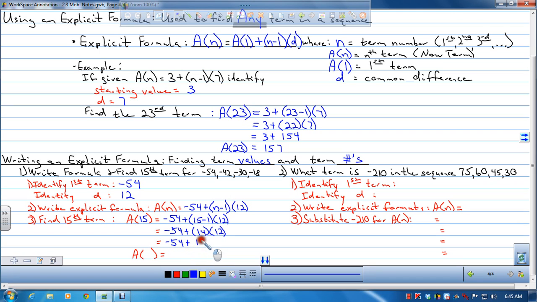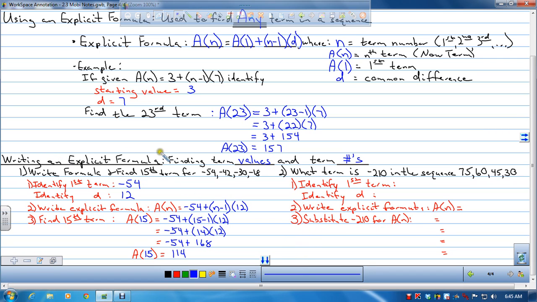Plus 168. And the 15th term is equal to 114. So 114 is in the 15th position of this sequence right here. Okay.